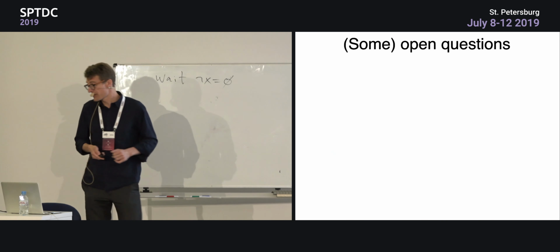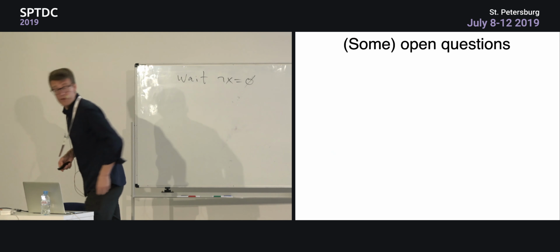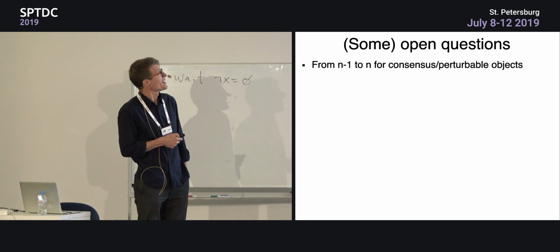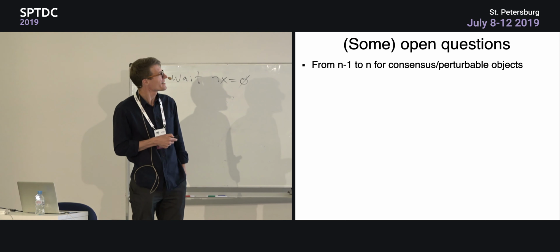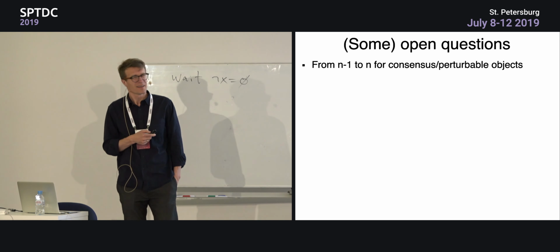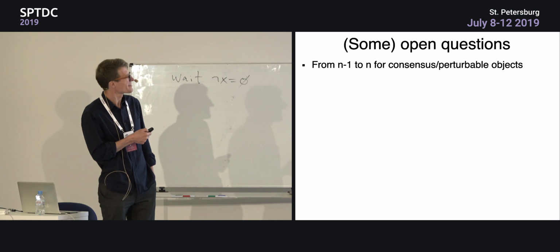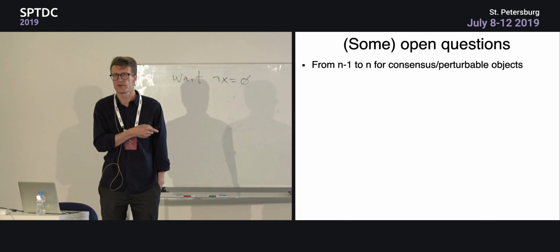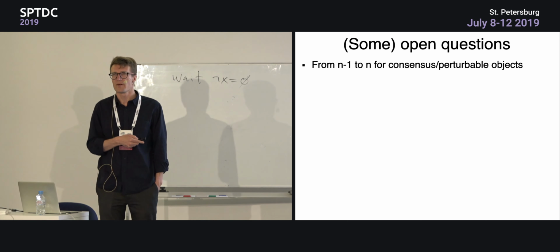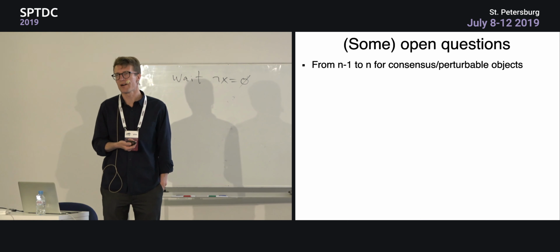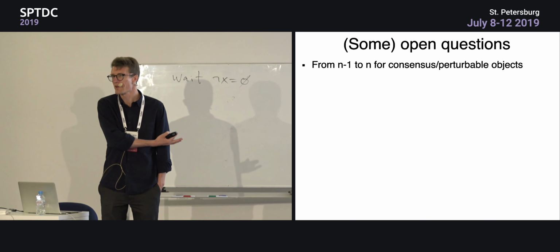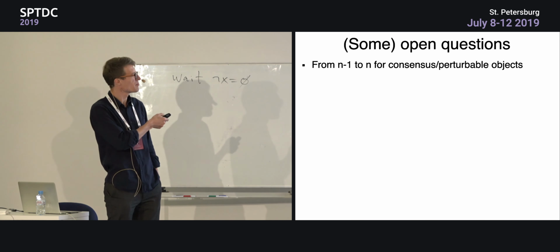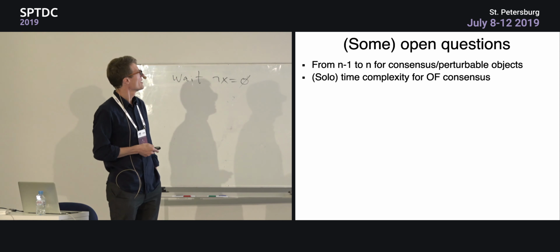Some open questions. Well, this gap is annoying. I should check, but I think this is already closed, but I'm not 100% sure. So this is the fact that perturbable objects and consensus require actually n registers, not n+1. We proved a lower bound of n+1, but the actual algorithms use n. I think this might be closed. I should check.